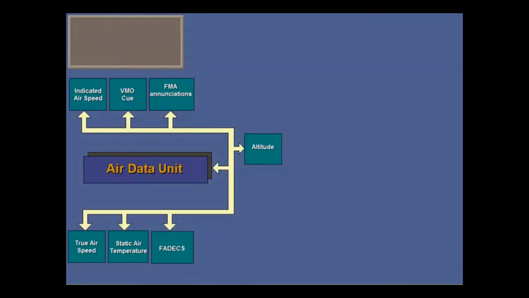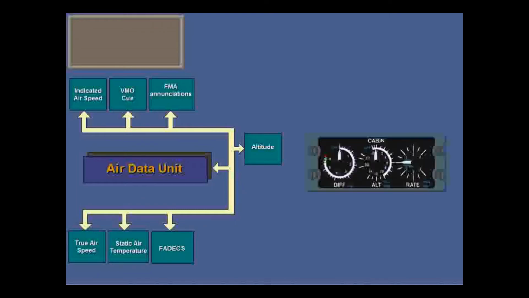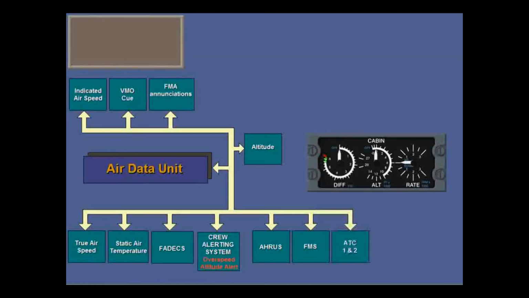The air data computers also output to the powerplant via the FADEC, to the cabin pressure control system, and to parts of the crew alerting system, including the overspeed warning and altitude alert. They also output to the AHRUs, to the FMS, to the ATC transponders, and other systems. In fact, to almost everything.